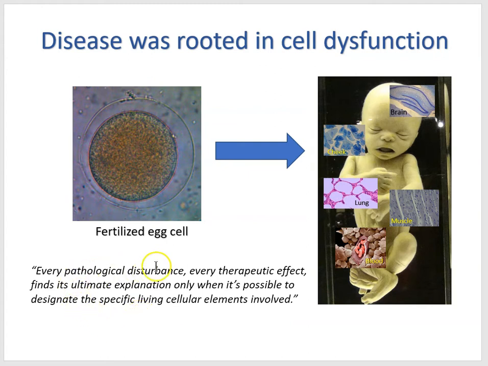Virchow wrote, "Every pathological disturbance, every therapeutic effect finds its ultimate explanation only when it's possible to designate the specific living cellular elements involved." So if brain cells malfunction, you're going to have symptoms involved in your cognition or your memory or your senses. If lung cells malfunction, you're going to have trouble breathing. If muscle cells malfunction, you're going to have trouble moving. If blood cells malfunction, you'll have trouble getting oxygen to the rest of your body, etc. So Virchow helped us understand disease being rooted in cellular function. When cells are performing their jobs and they're doing their jobs well, we have health. We have the condition of health. When cells malfunction, we have disease and ultimately death.